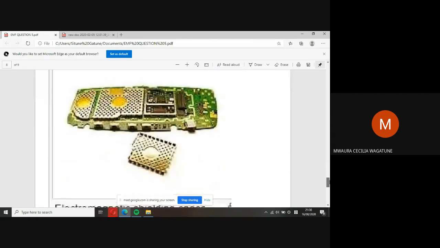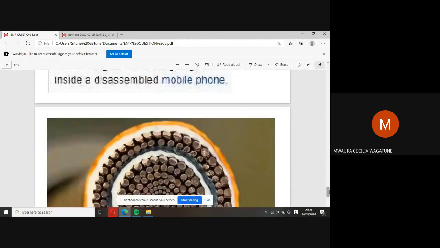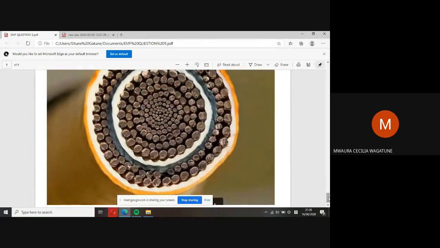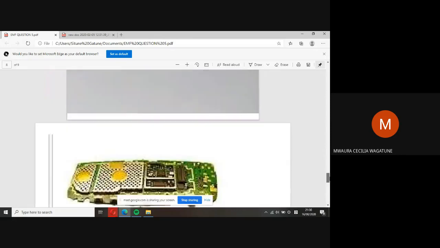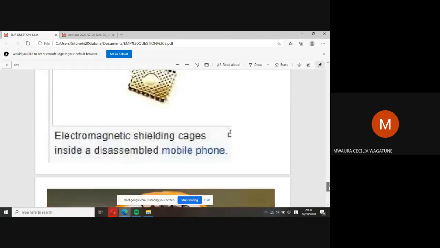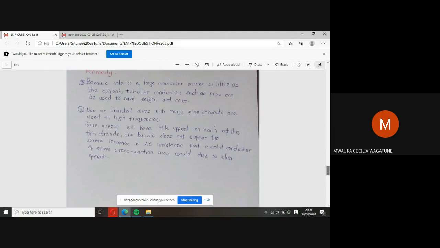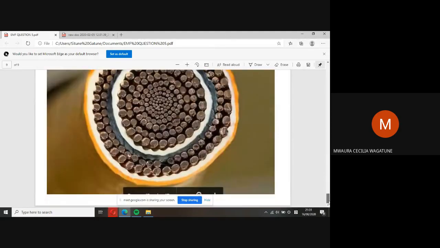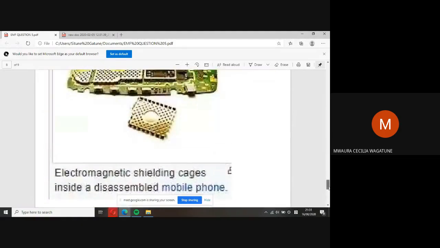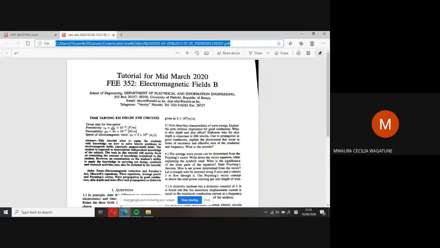Let me show you some pictures of how they look so that you can have some visual presentation. This one is a braided wire. You can see they have mini strands, thin strands, and the skin effect will be very little. So that's the end of my presentation.